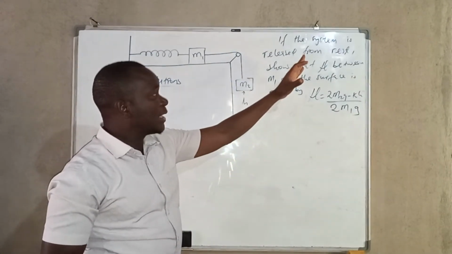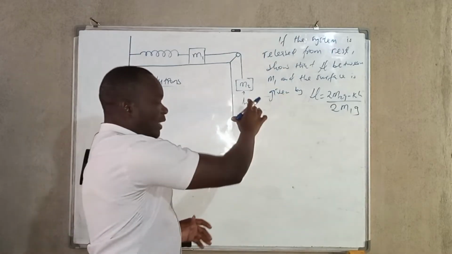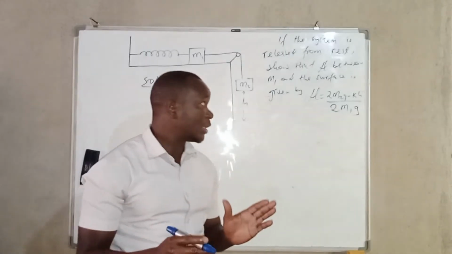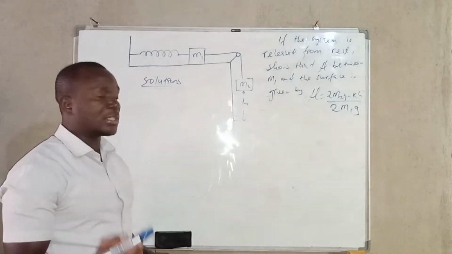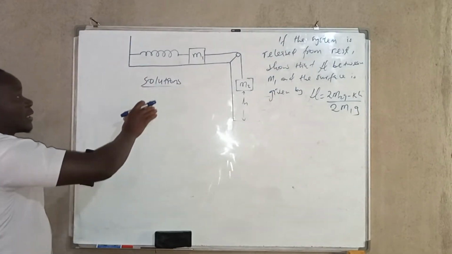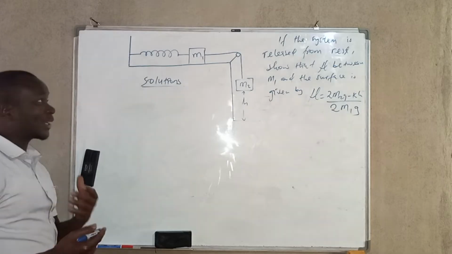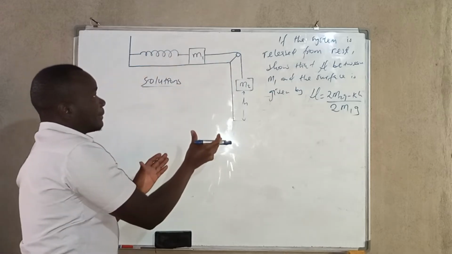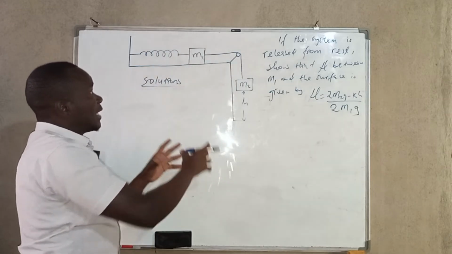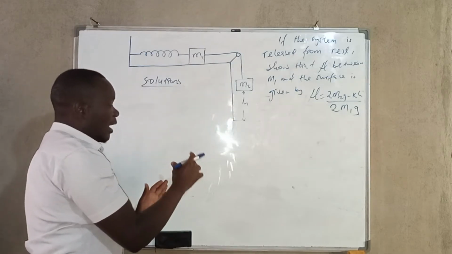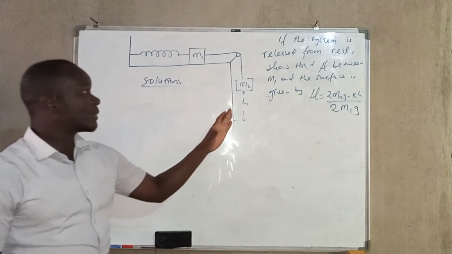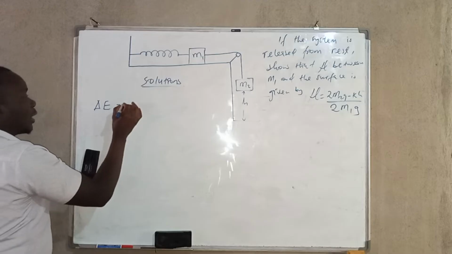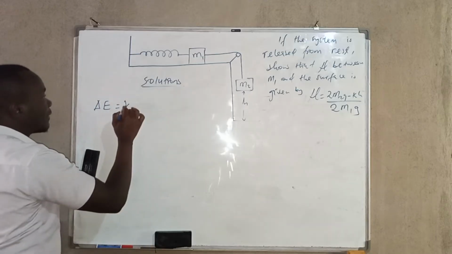But we're told the system starts from rest, and when it comes to rest, meaning the starting point is at rest and the end point is also at rest, kinetic energy will be equal to 0, because kinetic energy deals with motion. So we know that energy can neither be created nor destroyed, but it can be converted from one form to another. So the difference in energy from initial to final will just be as a result of friction force. So we can say the change in energy will be equal to the work done by friction force.